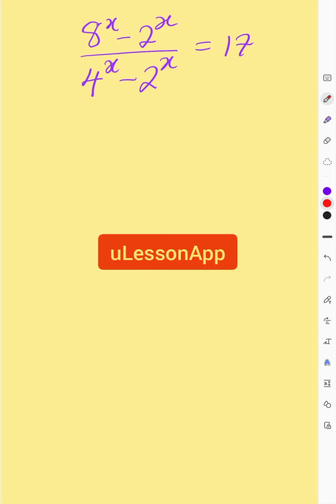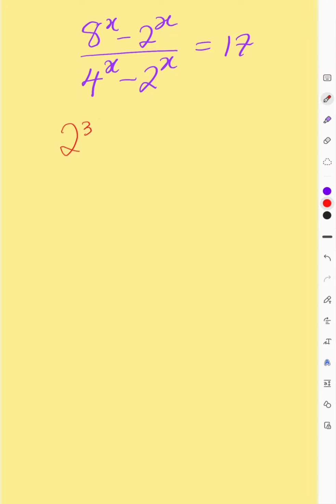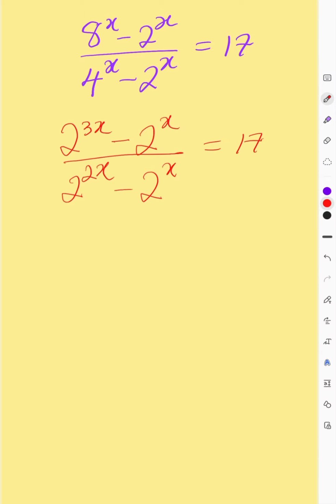So we have (8 to the power of x minus 2 to the power of x) over (4 to the power of x minus 2 to the power of x) equal to 17. Now, in the numerator, we can break 8 into 2 to the power of 3, because 2 to the power of 3 will give us our 8. Then you still have the power of x that is there. You still repeat the x minus 2 to the power of x. All over, 4 can be seen as 2 to the power of 2, then bracket the x minus 2 to the power of x. Everything is equal to 17.